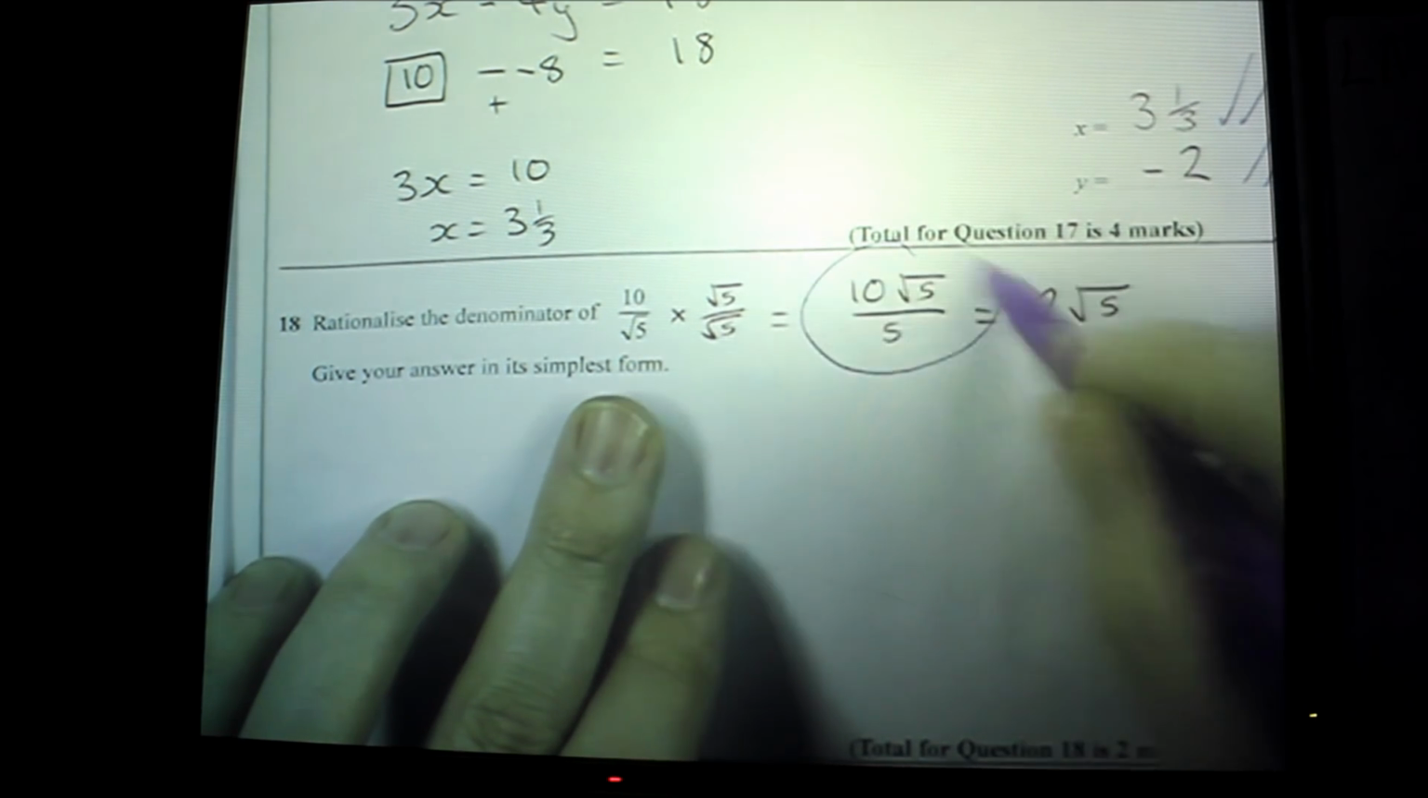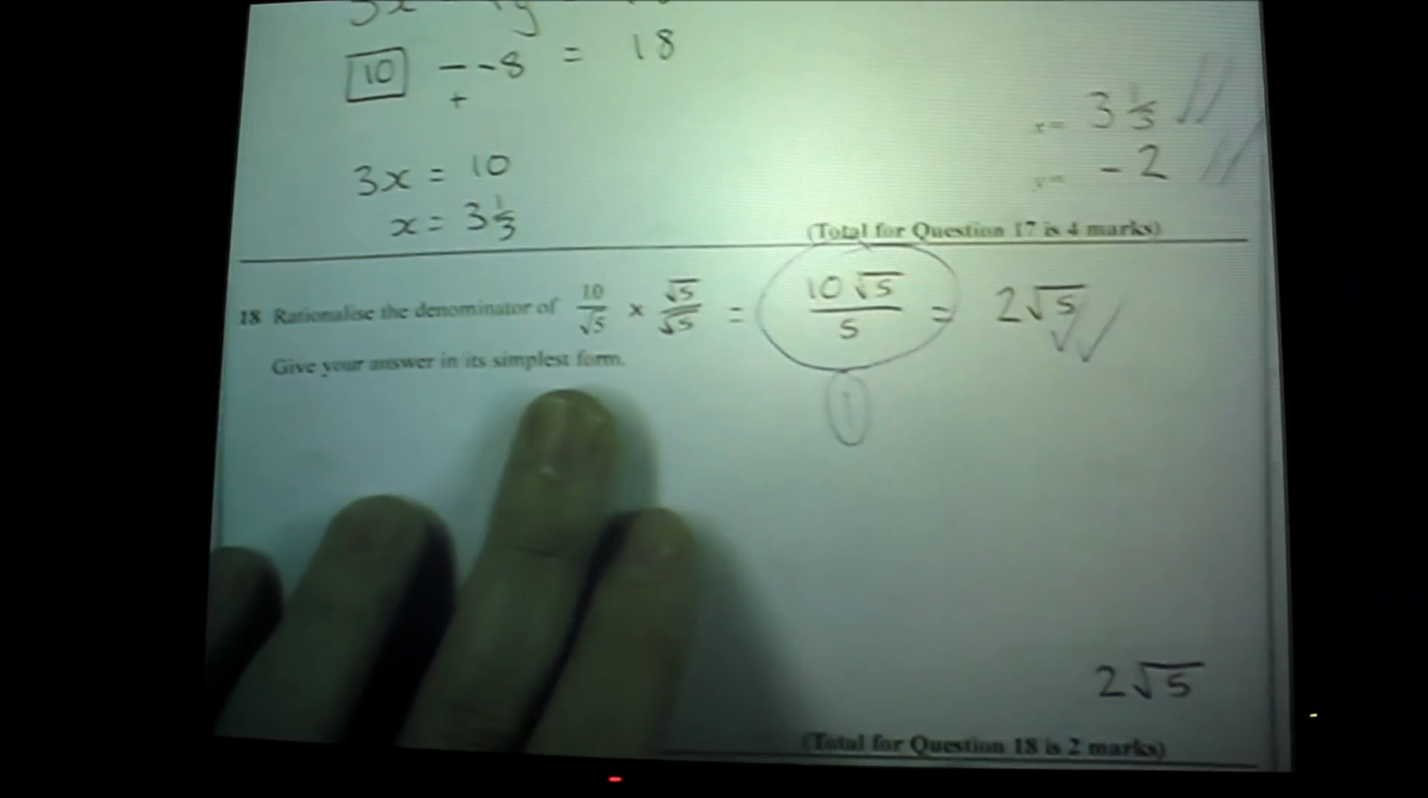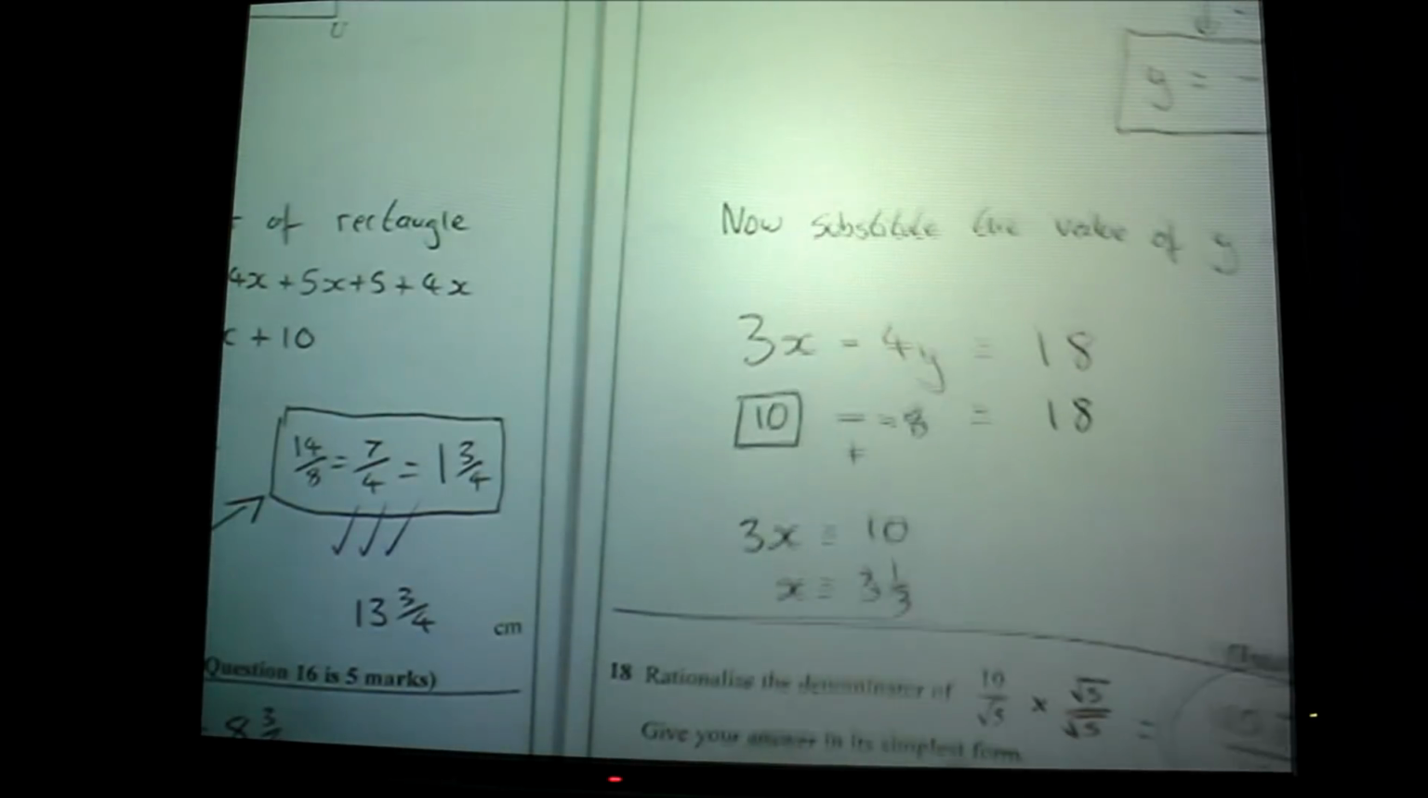If you get that far, you'll get 1 mark. If you get that far, you'll get both marks. And your answer goes down there. Question 19.